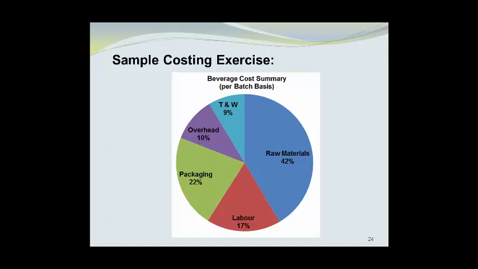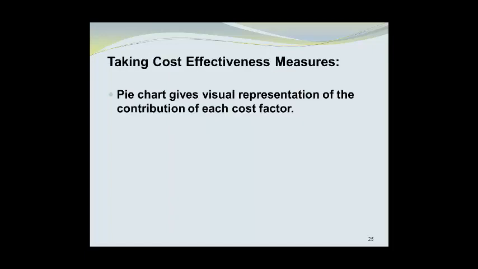Looking at things in terms of a pie chart, we can see that the largest slice of the pie is contributed by the raw materials. That is 42%. Packaging contributes the second largest amount to the overall cost. Labor is third, overhead is fourth, and transportation and warehousing at approximately 9% is the lowest component in this pie chart or pie diagram. Pie charts give you a visual representation of the contribution of each cost factor.